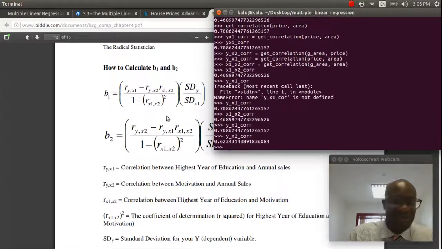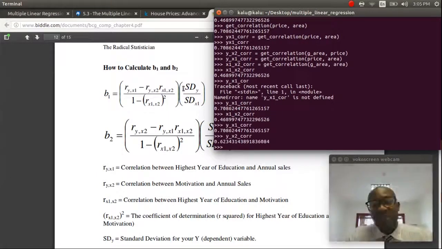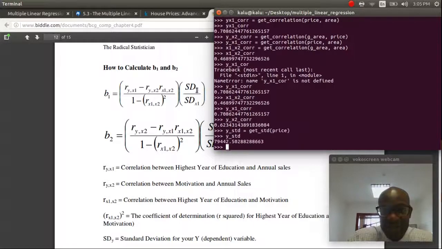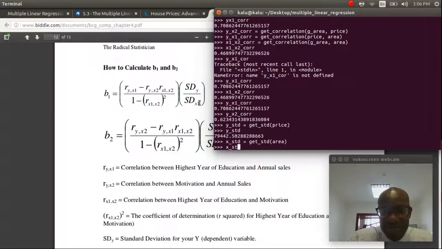This is our 3 correlations. So let's just plug it in, and don't forget our standard deviations. We still have this get standard deviation method that we created earlier. So we just need to pass this a data set, a set of observations for our y, and it will give us our y std equals this y std. So this is the standard deviation for our price, and then our standard deviation for our x1, which, don't forget, our x1 is our area. So x std equals get std, this function that we just built, and we need to give it our x1, which is our area, and here it is, the standard deviation.